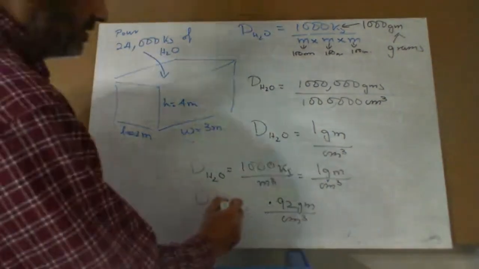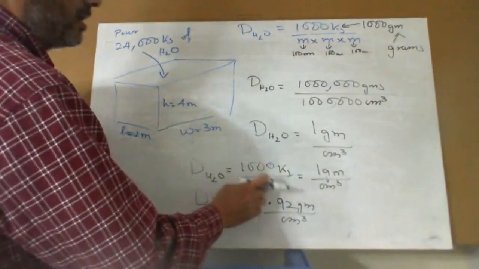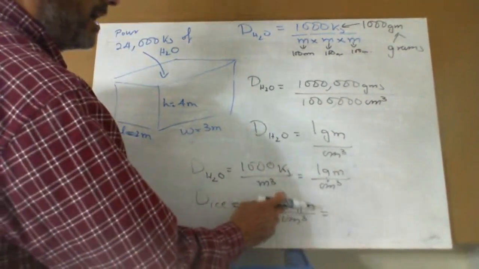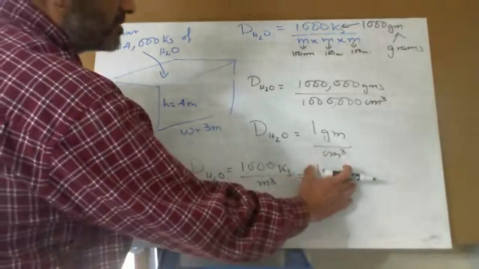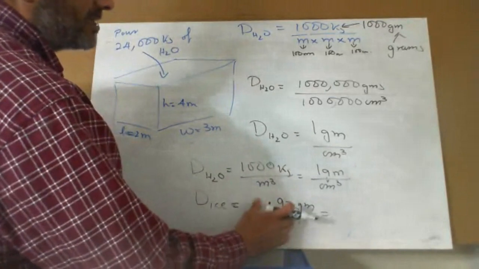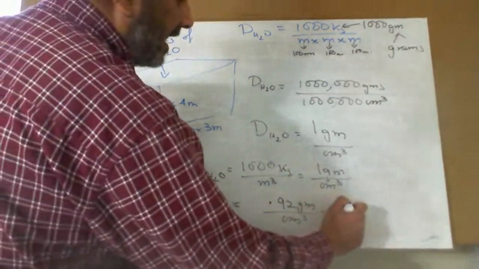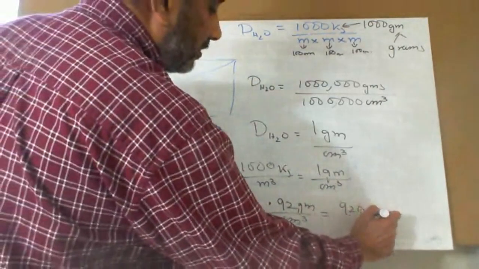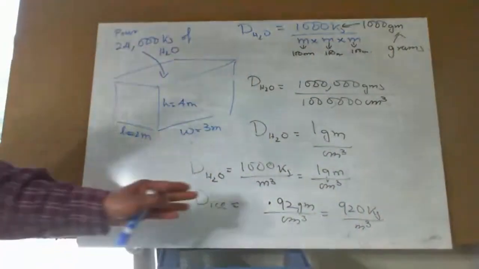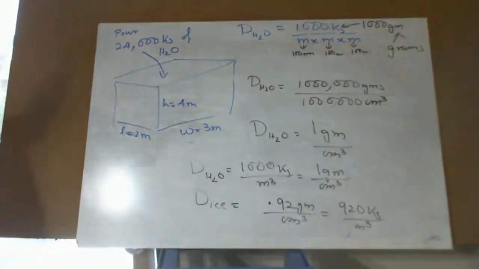If I want to convert it, how do you go from grams per cubic centimeter to kilograms per cubic meter? You multiply it by 1,000, right? So if I multiply this, grams per cubic centimeter, by 1,000, I'll get 920 kilograms per cubic meter, right? So that's how you convert from one unit of density to the other.